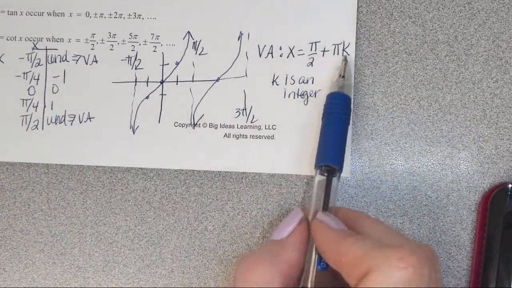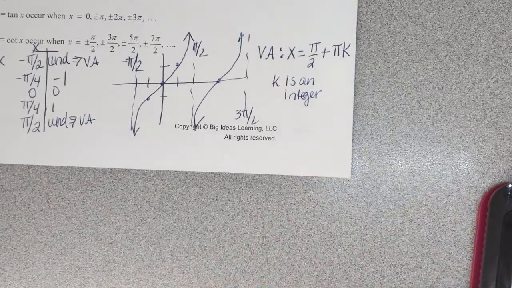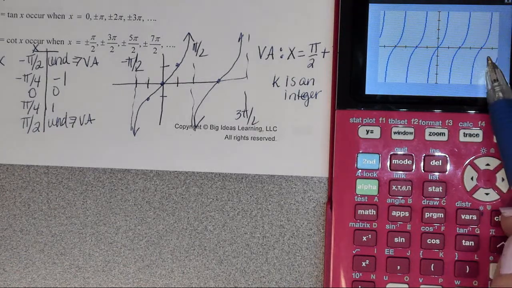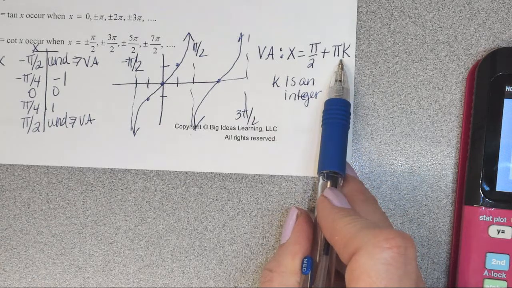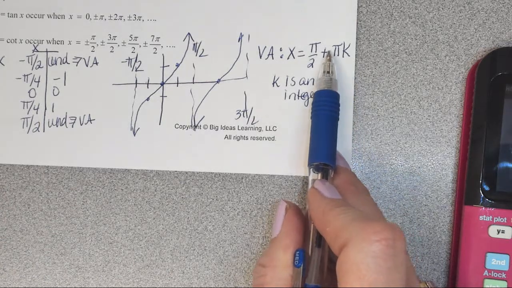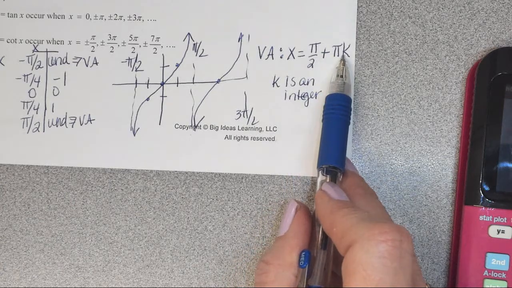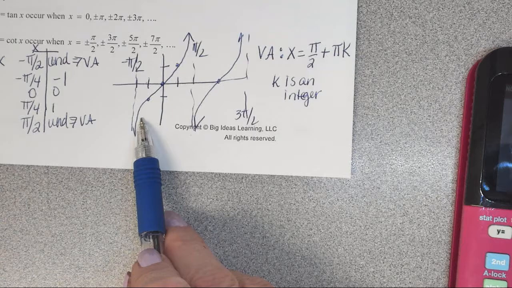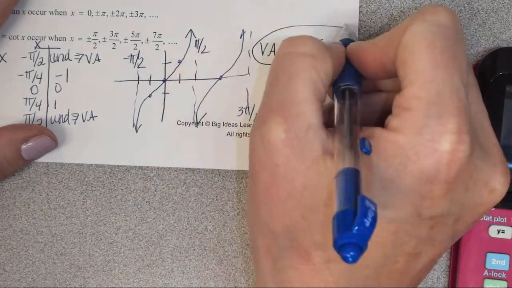Can you see how if k is an integer, I would just add on 1 pi, or I could add on 2 pi's? See the graph? Here's if I add on 1 pi, I add on 2 pi's. It also could be what? Not positive, but negative. So wouldn't it make sense if k is negative 1? What's pi over 2 minus a pi? And isn't that where another vertical asymptote is? So this is the way I want you to write your vertical asymptotes.